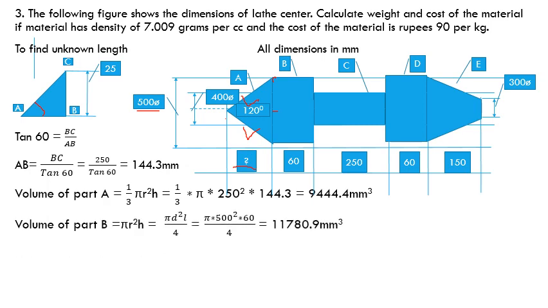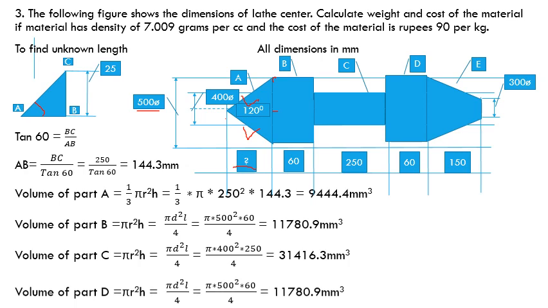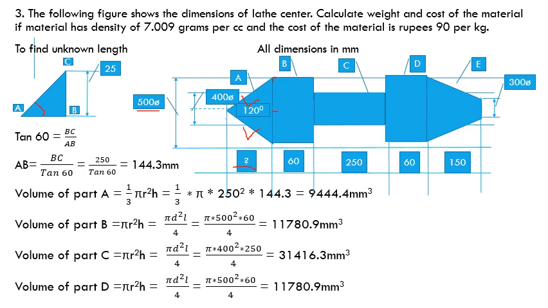Part B is a cylinder. Use the formula pi r squared h or pi d squared L by 4. And again volume of part C, it is again a cylinder. Use the same formula pi r squared h, and I end up with 3116.3 millimeter cube. Again part D is also a cylinder. Use the same formula pi r squared h. I end up with 11780.9 millimeter cube. So these are the 4 parts. Now part E remains to be calculated.